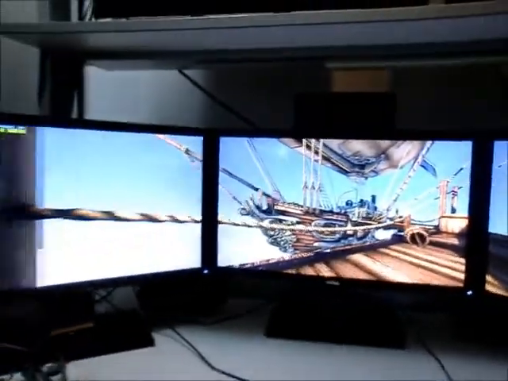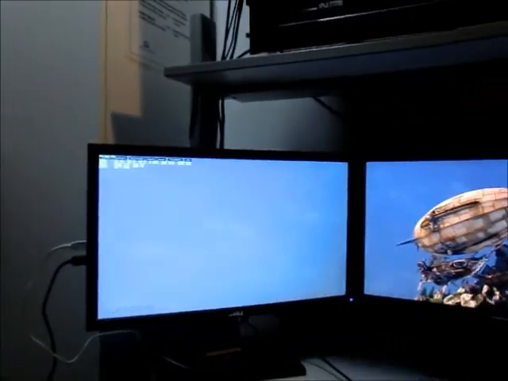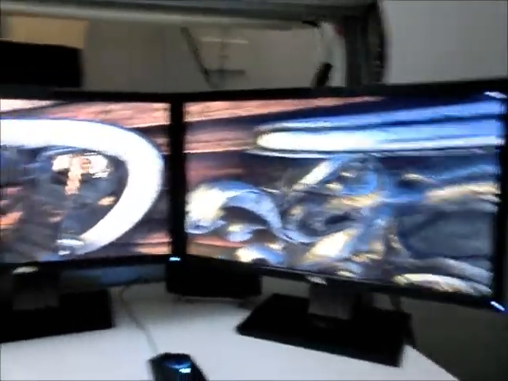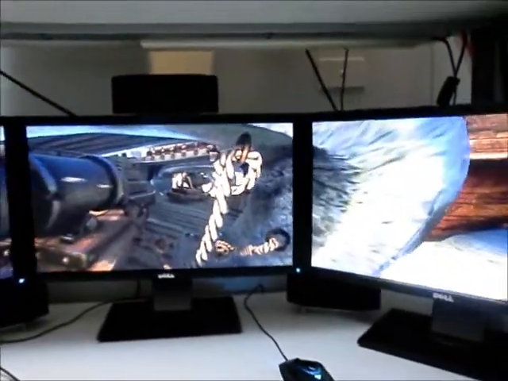At the moment, I've got the Heaven benchmark running. I'm just looping it in NV surround. 98-99% GPU usage. It's been running for about 20 minutes so far.